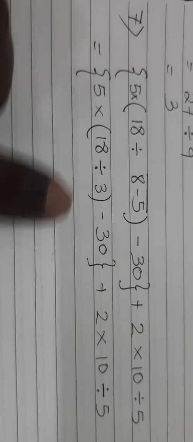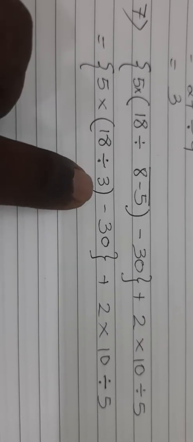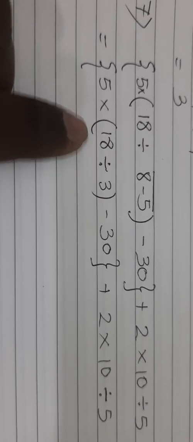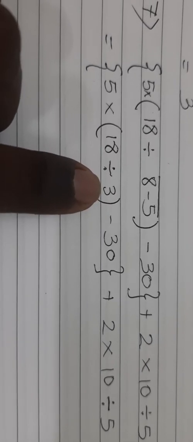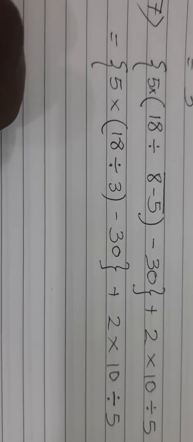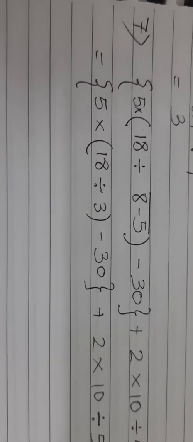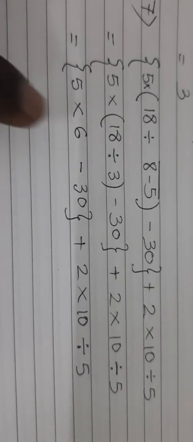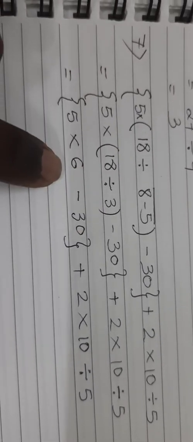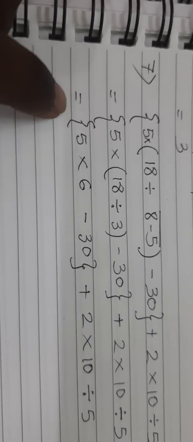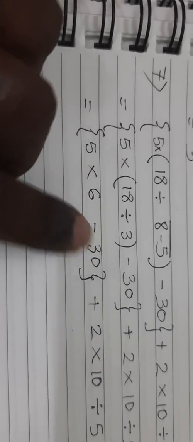Okay, now coming back to the second bracket. Inside the second bracket we still have the first bracket, and within that you have 18 divided by 3. 18 divided by 3 is 6. 6 threes are 18, right? So 18 divided by 3 is 6. So we have finished solving the first bracket. Now the second bracket has 5 into 6 minus 30.